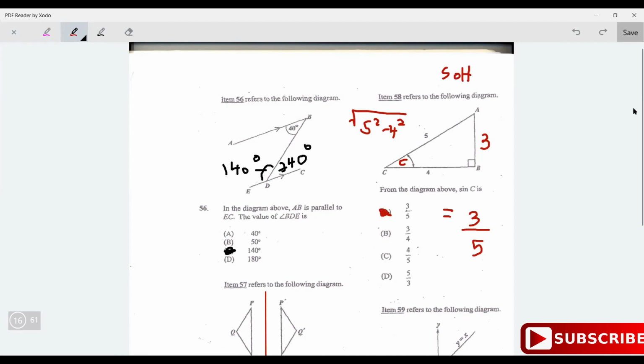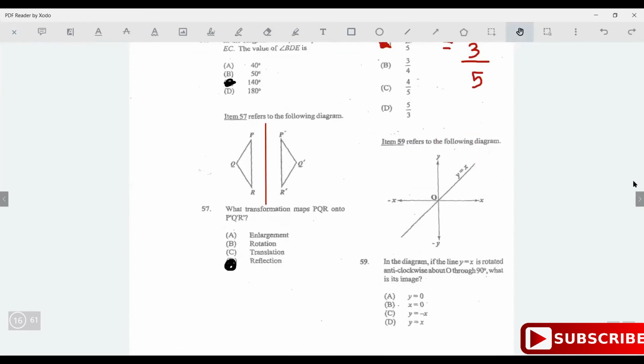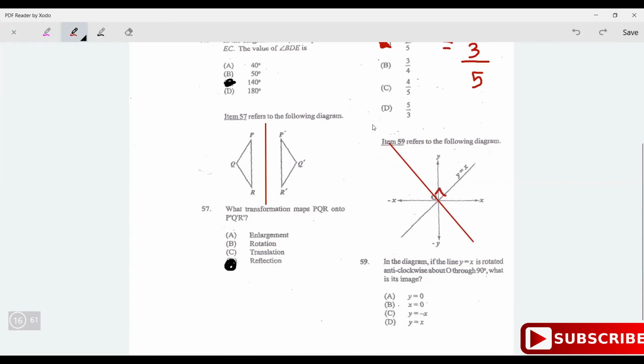Nice. Moving right along, question 59. Question 59 refers to the following diagram. In the diagram, if the line y equals x is rotated anti-clockwise through 90 degrees, what is its image? Now, if it is rotated 90 degrees anti-clockwise, then this is what the line becomes. Here it is. This would make a 90-degree rotation. And what would this line be? This line would just be y equals negative x, which would be option C, clearly. Nice. All right. Question 60.